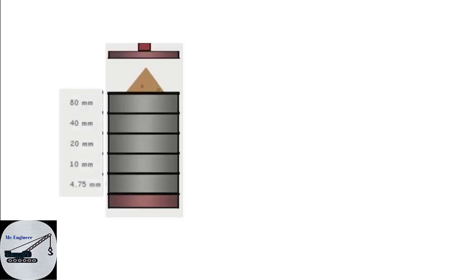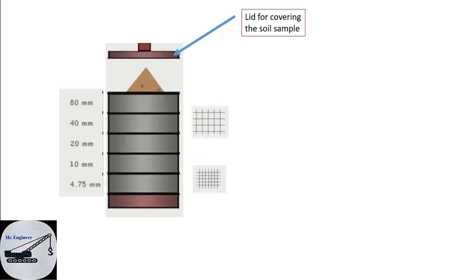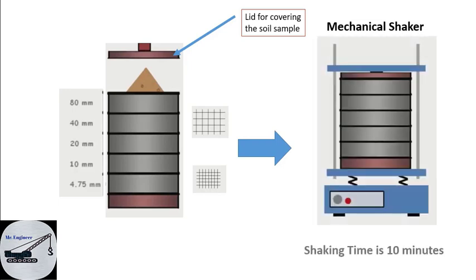The sieves are placed one over the other with decreasing mesh openings from top to bottom, which means that a sieve of larger opening is kept on the top and a sieve with smaller opening is kept on the bottom. At the bottom most place is the pan which has no opening. The soil sample is placed on the top sieve and a lid is placed to cover the arrangement of the sieves, and the whole assembly is placed on a mechanical shaker whose shaking time is 10 to 20 minutes.